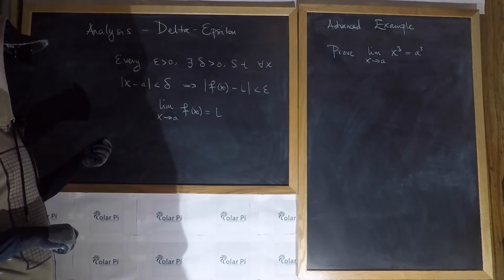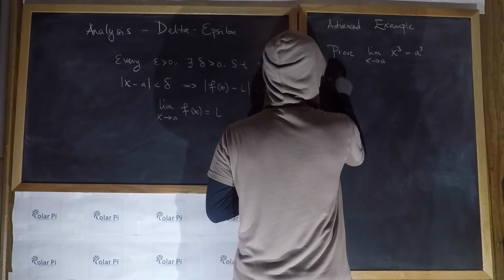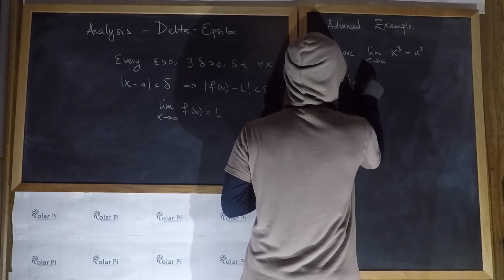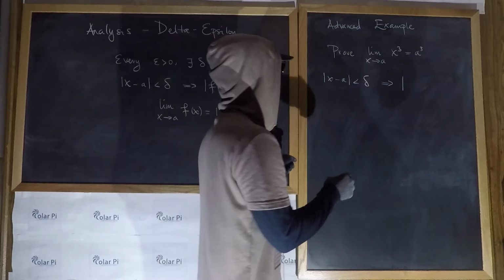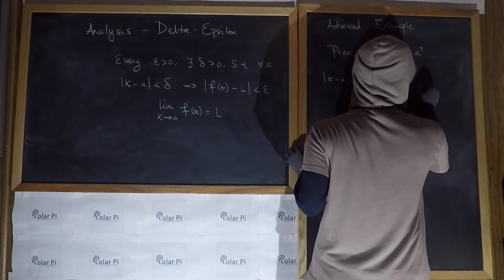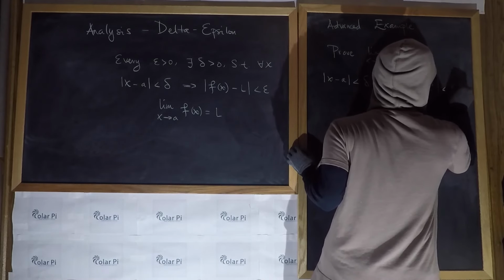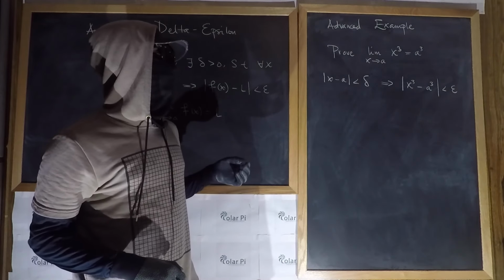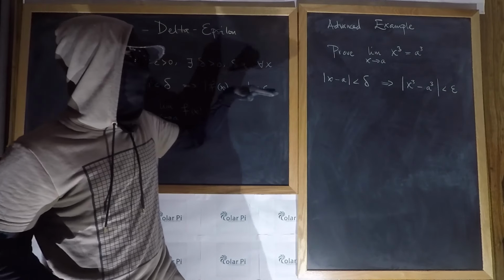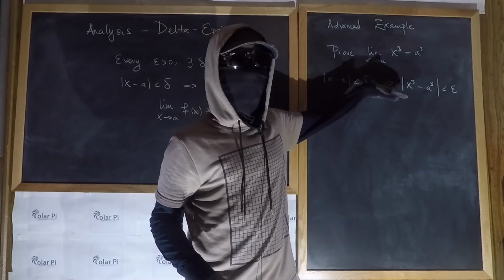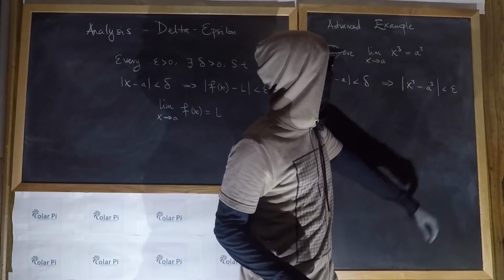Since a is any random x value, we must start with the absolute value of x minus a is less than delta, which will automatically imply that, since f of x here is x cubed, x cubed minus a cubed, in absolute value, is less than epsilon. This is what we want to show, that for every epsilon greater than 0, and so on. This is like the hypothesis, but the meat of the argument is right here. What we want to show is whenever this is true, that this will automatically follow.